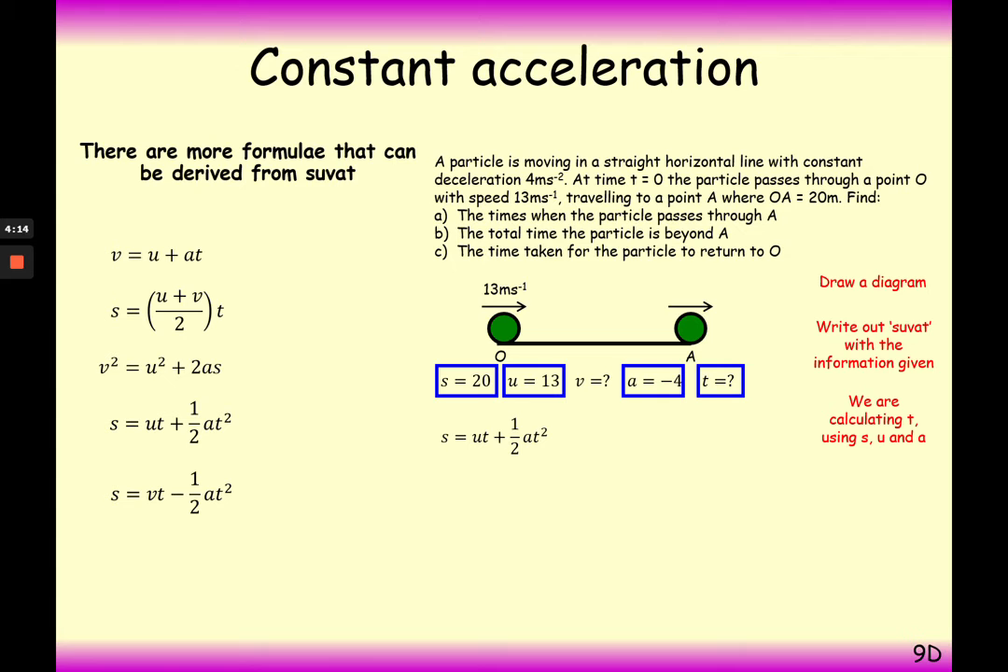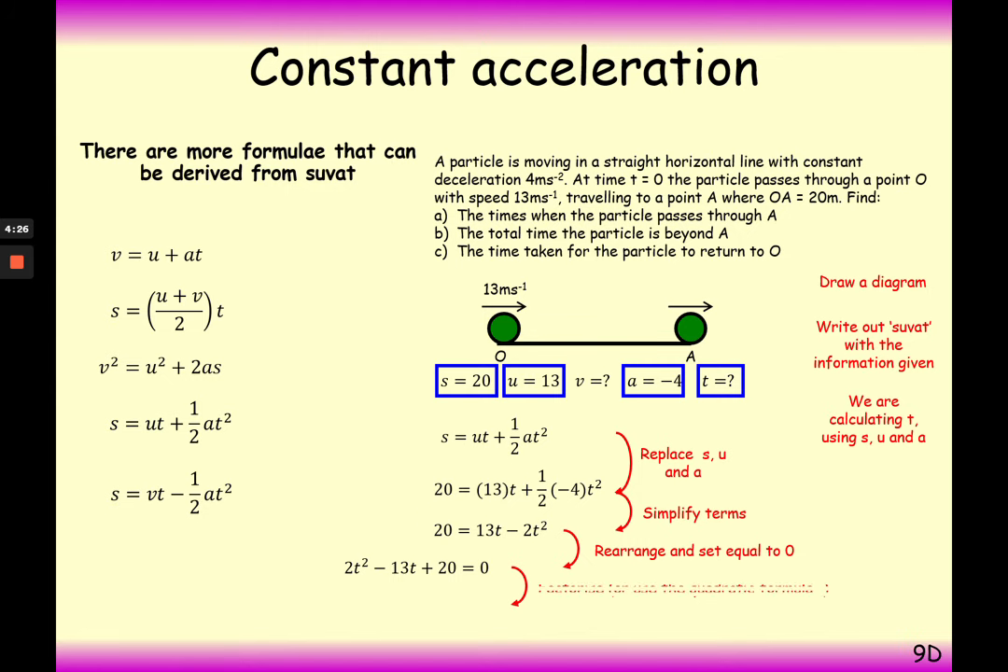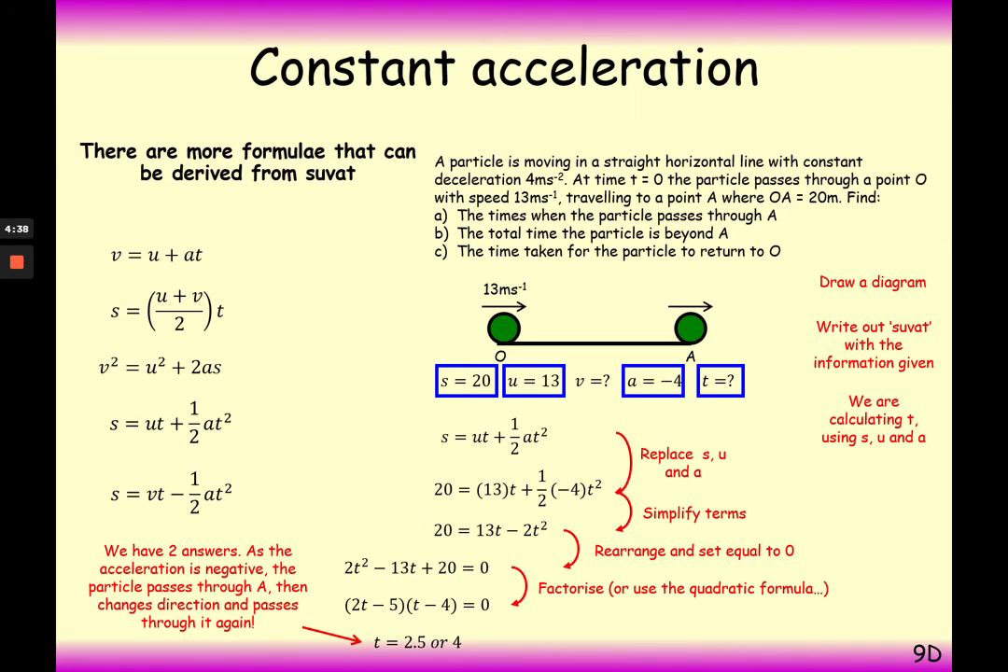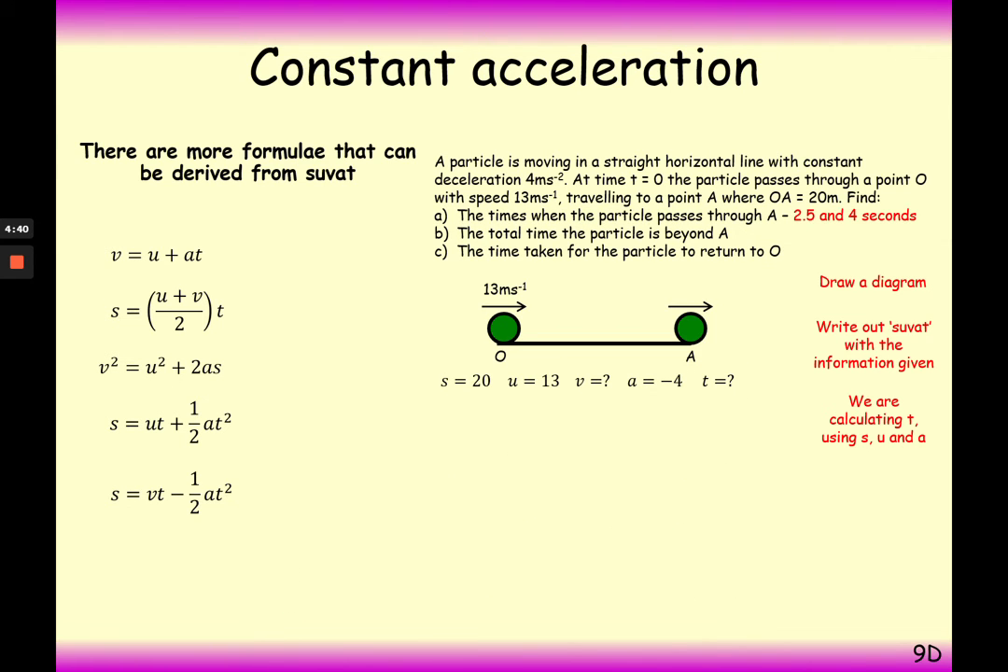So if we sub in our values we've got, then we'll have a quadratic in t. Okay, so if we solve our quadratic, obviously first we need to put it all on one side so it's equal to 0, and then solve it. And here we get 2.5 and 4. Okay, the reason we get 2 solutions is because it's decelerating, so it goes through it once and then comes back. So we have 2 solutions. The 2 times are 2.5 and 4 seconds.